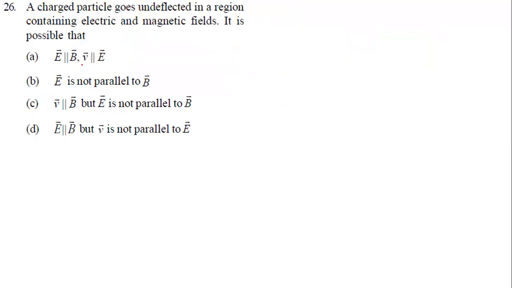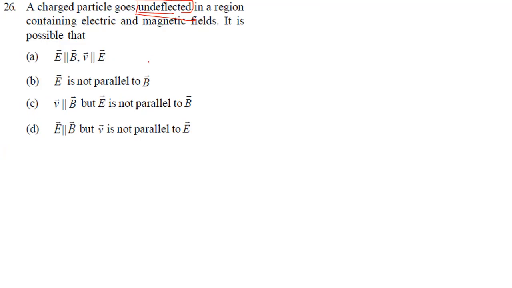Look at question number 26. A charged particle goes undeflected. So this word is very important. It is what now? Undeflected. In a region containing electric field and magnetic field, it is possible when the particle goes what now? Undeflected. When is it possible, they ask now. Okay, that is question number 26.